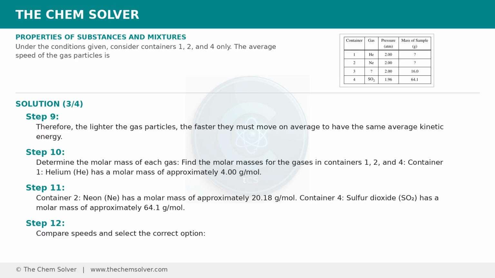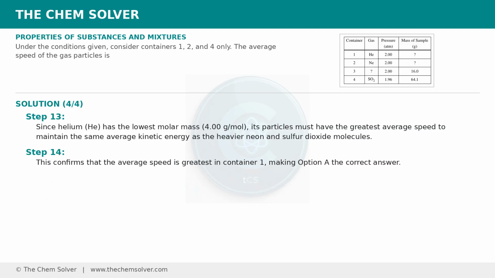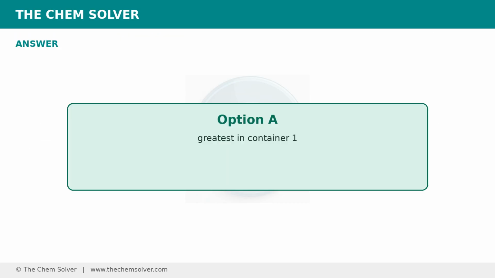Compare speeds and select the correct option. Since helium, He, has the lowest molar mass, 4.00 grams per mole, its particles must have the greatest average speed to maintain the same average kinetic energy as the heavier neon and sulfur dioxide molecules. This confirms that the average speed is greatest in container 1, making option A the correct answer. The correct answer is option A, greatest in container 1.